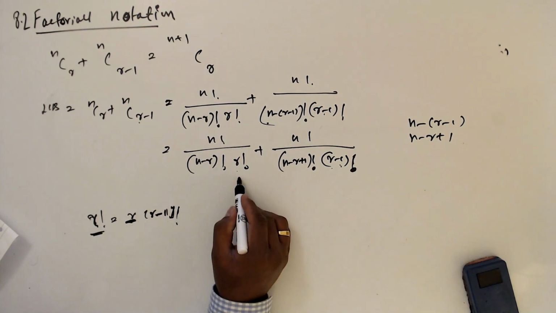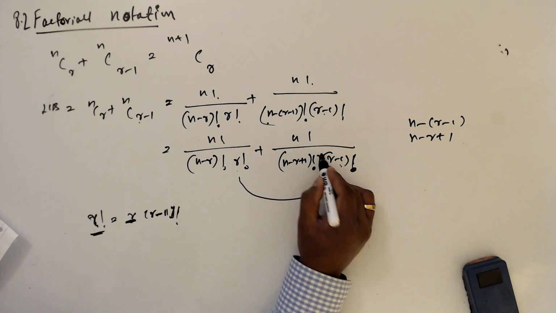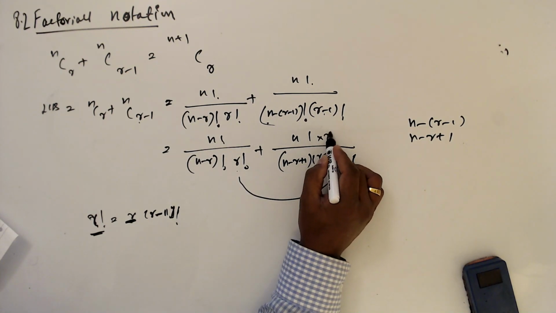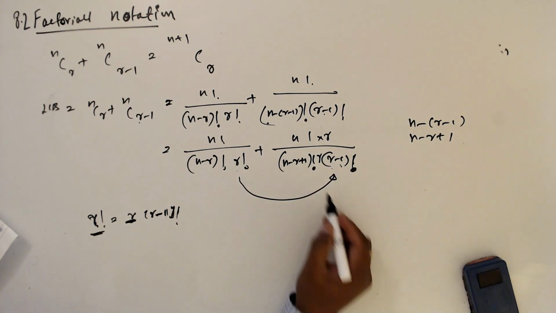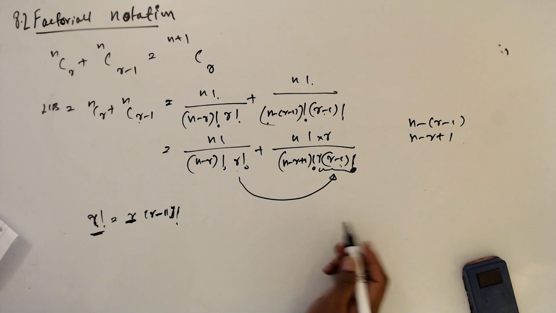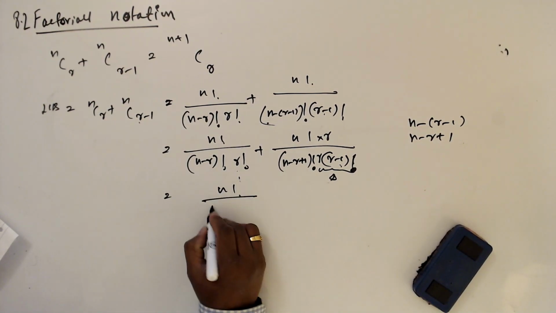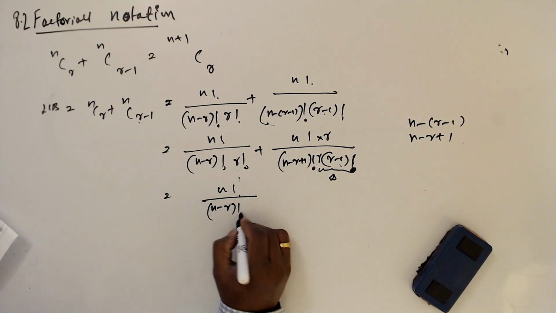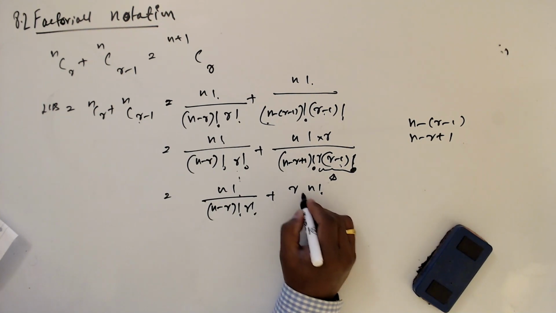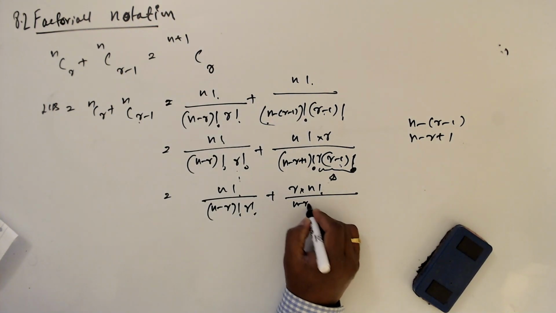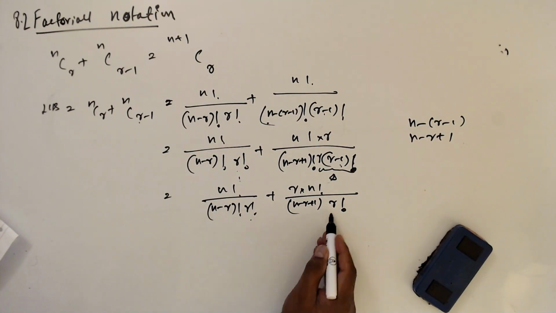Now my plan is to make a factorial r here. So what is the missing value? r. I put r and then I have to multiply up by r. Now I can write this one as 1 over r: n factorial over (n minus r) factorial r factorial, and r times n factorial over (n minus r plus 1) factorial r factorial. Now I made factorial r.